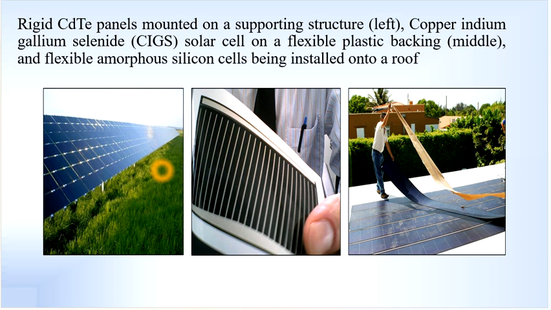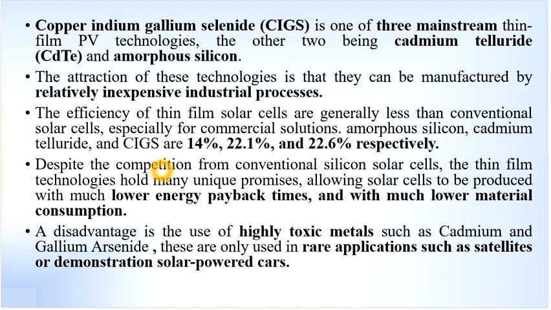So there are different types like rigid cadmium telluride panels mounted on a supporting structure, which are shown on the left, and copper indium gallium selenide, which is in the middle, and flexible amorphous silicon cells being installed onto a rooftop are shown on the right. Okay, and this copper indium gallium selenide, that is CIGS, is one of the three mainstream thin film PV technologies, the other two being cadmium telluride and amorphous silicon.